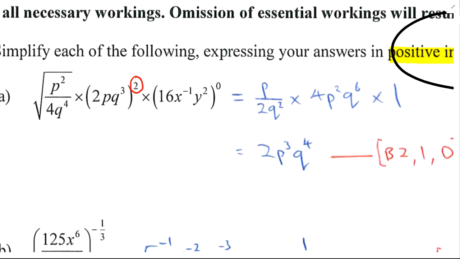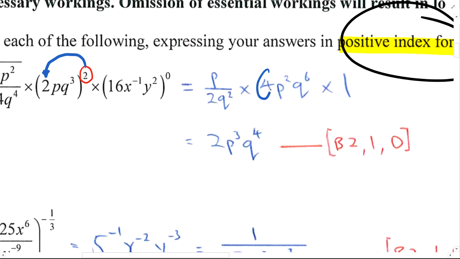So we remember that a times b to the power of n is equal to a to the power n times b to the power of n. This is one of the laws we learned. So this power 2 goes to the number 2 to give us 4. The power 2 is also distributed to p to give us p squared. And finally, it is distributed to q to the power 3 to give us q to the power 6.